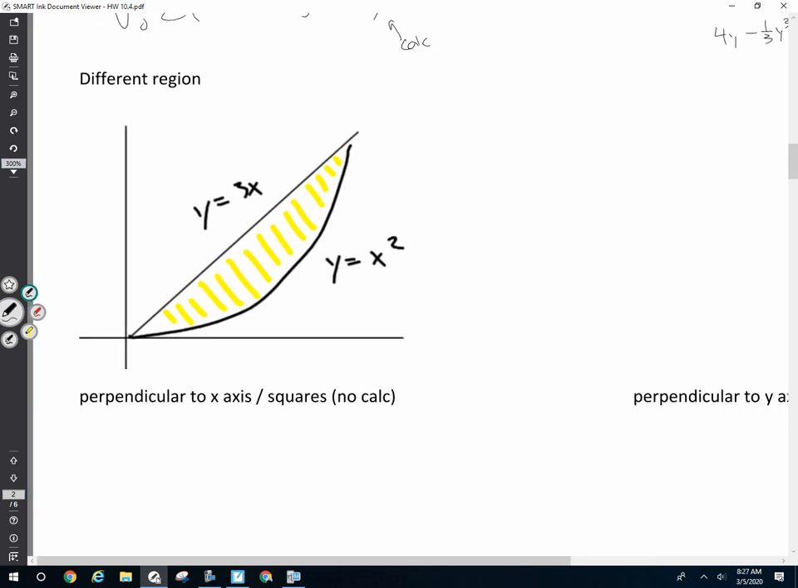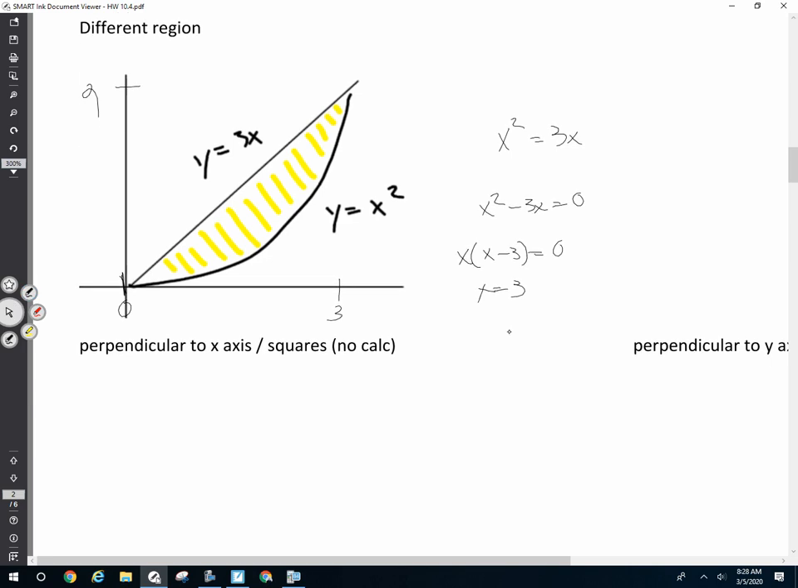All right, new region. Now we need to be prepared to have this region without a calculator. You know, x squared and 3x. You got to figure out where they intersect with each other. I don't like to ever divide by x, because it'll eliminate a potential solution. Move everything onto one side and factor. You get 0 and 3. And that makes sense. You can see it here, 0, here 3. If this is 3, this is 9.